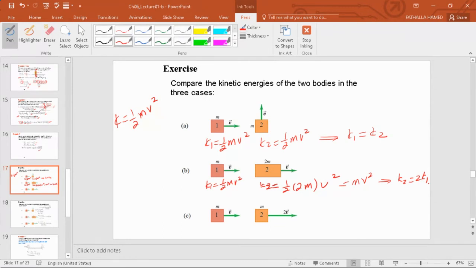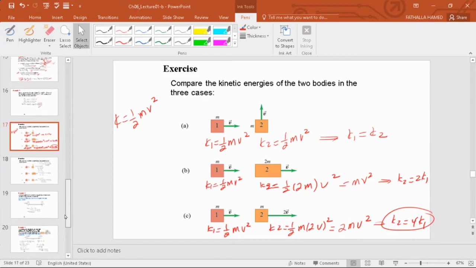In this situation, your K1 is equal to 1/2 mv squared. K2 will equal 1/2 m (2v) squared. And 2v squared will give you 4v squared. But you still have the half here, so that will give you 2mv squared. And this tells you that K2 is equal to 4 times K1. So if you double the speed, you quadruple your kinetic energy. And that's the idea here. Is this clear?